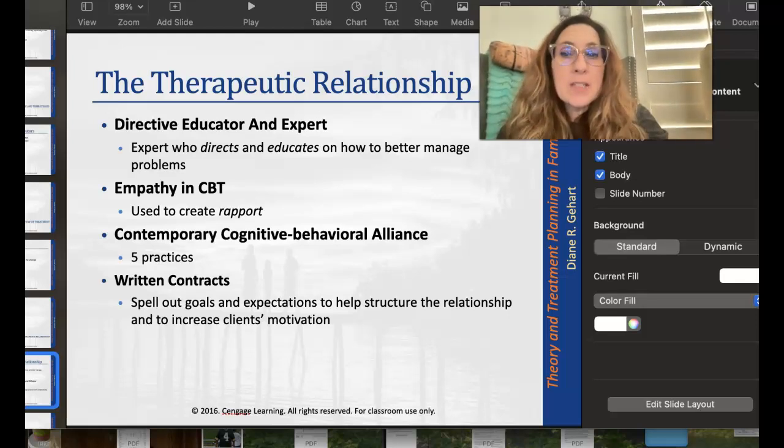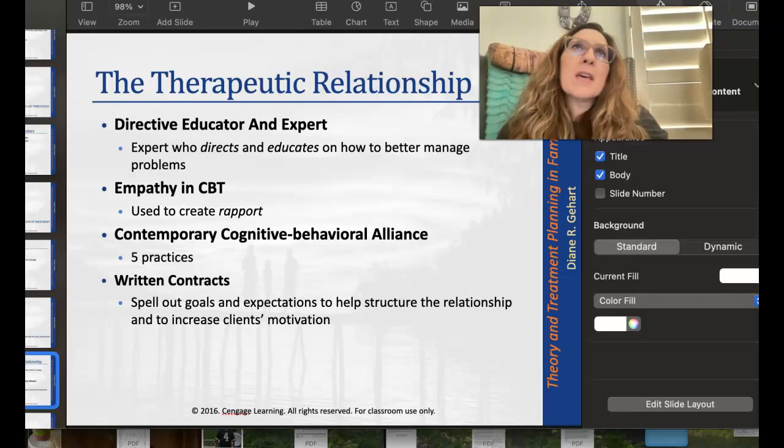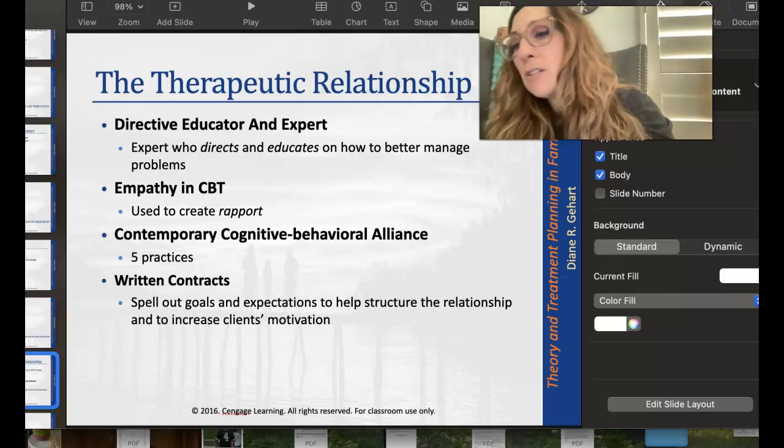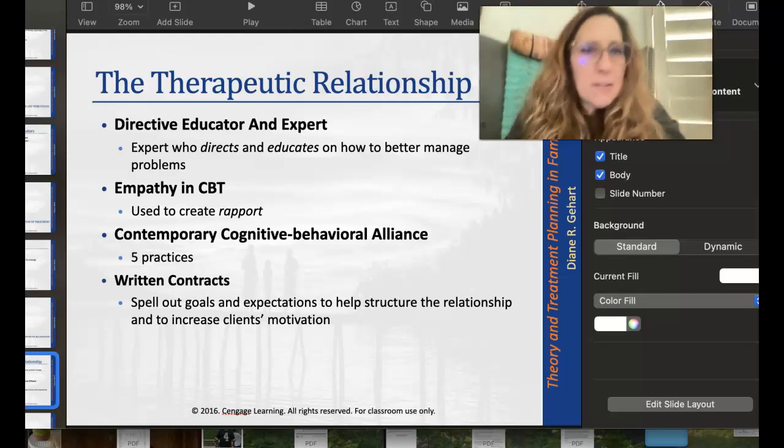Empathy in CBT is used to build rapport, right? Like, I feel you, I understand. I think with CBT, it's really easy for people to break it down and have it be something that can be understood by lots of different types of people.